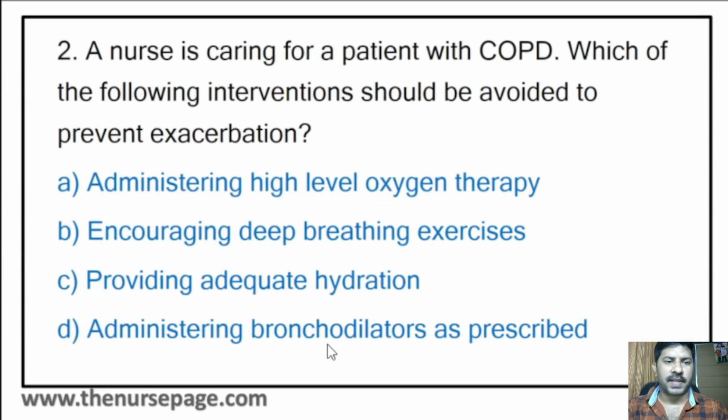Then second question, a nurse is caring for a patient with COPD. Which of the following interventions should be avoided to prevent exacerbation? Administering high level of oxygen therapy, encouraging deep breathing exercises, providing adequate hydration, administering bronchodilators as prescribed. So here correct answer is administering high levels of oxygen therapy. Whenever a COPD patient requires oxygen, you should administer only a lower level of oxygen therapy, that is up to 2 liters.